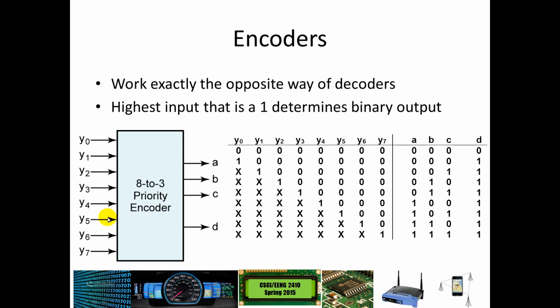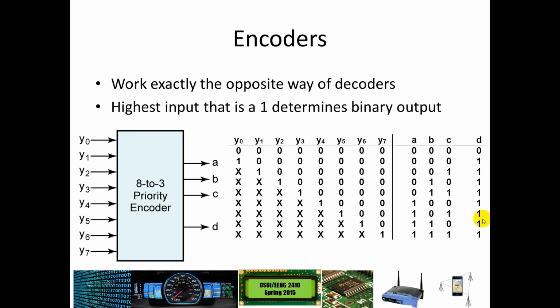There could be multiple lines activated, but we always look for whatever the highest numbered line happens to be. That's why we have these don't cares. If you have, for instance, Y7, we don't care if Y2 or Y1 happens to be activated. The highest number input is Y7, and we will ignore the rest. In this case, what you get out on A, B, and C are the binary for the line number that is activated, the highest line number that is activated.